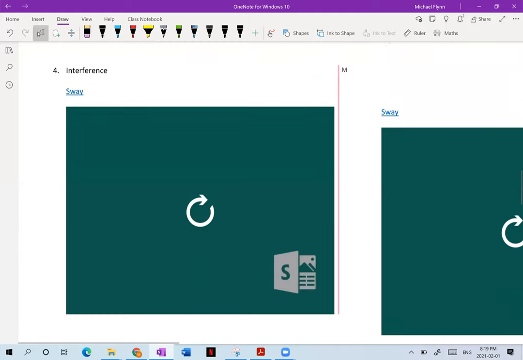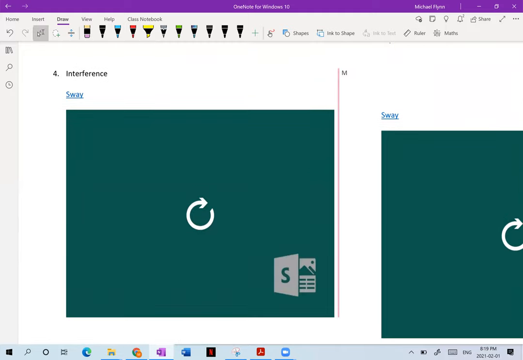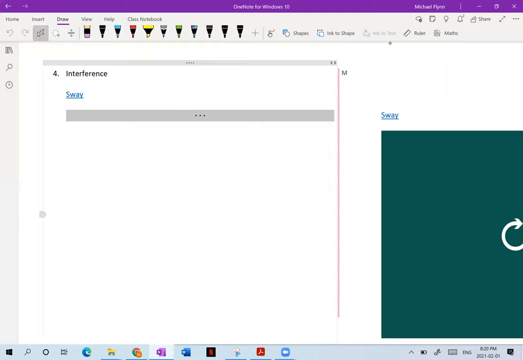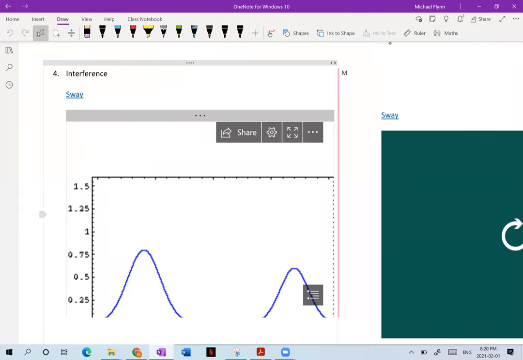All right, I saved the best for last. So now let's talk about interference. Interference is what happens when two waves pass through each other. So pass through each other. What happens when waves pass through one another? And this is kind of cool. What happens if two crests are heading in opposite directions? What do they do? Okay, so take a look at this picture.